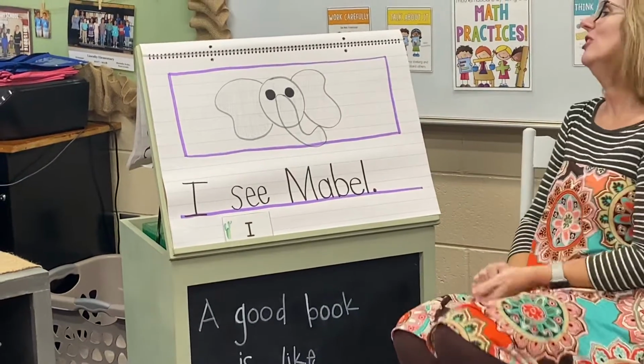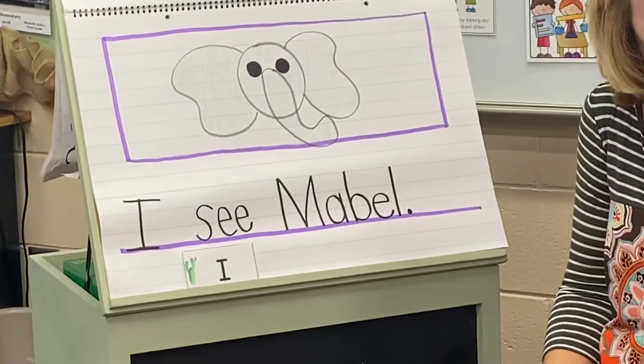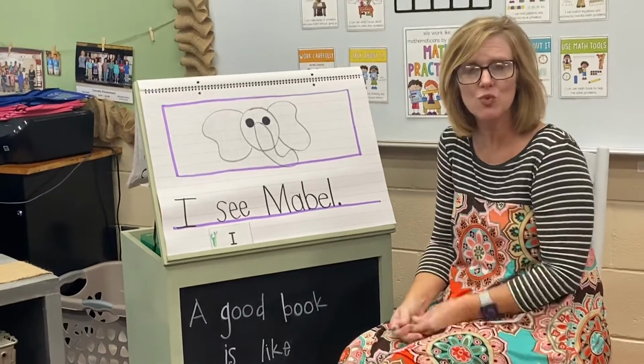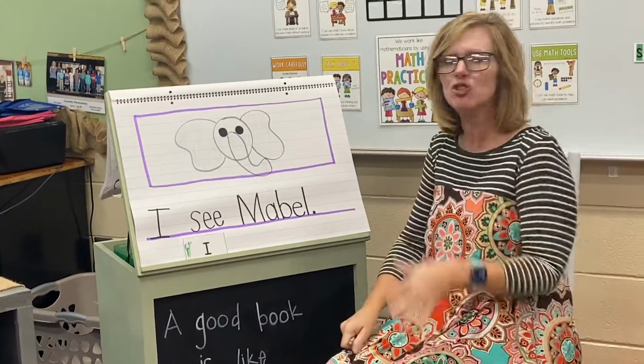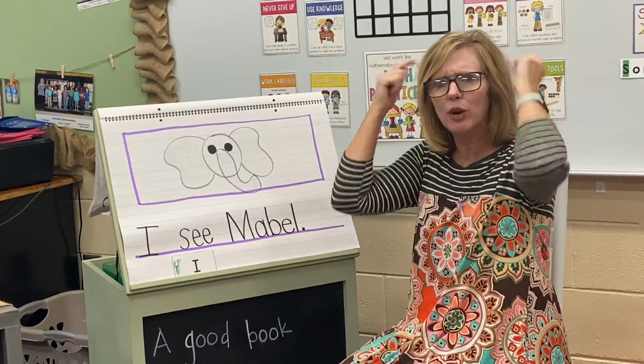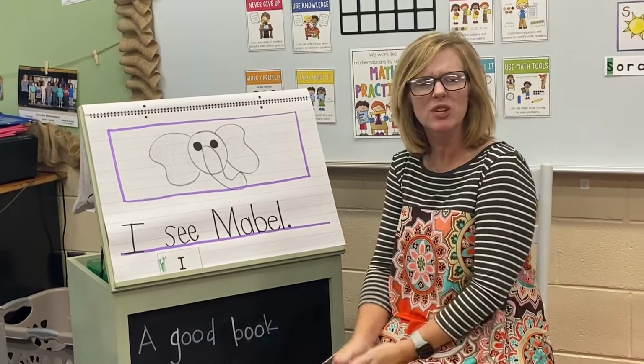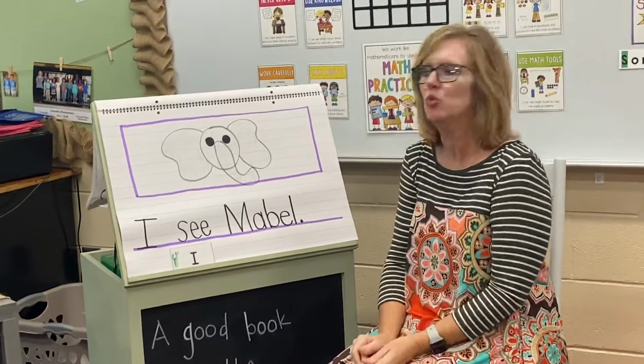There, so she looks like a real elephant, and that's what I want you to do for your own self. When you draw yourself, I want you to color the shirt that you're wearing. If you're wearing a red shirt, color it red. If you have brown hair, color your hair brown. I want to make it look like you, okay?